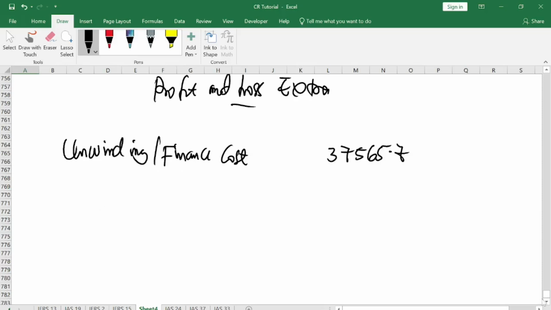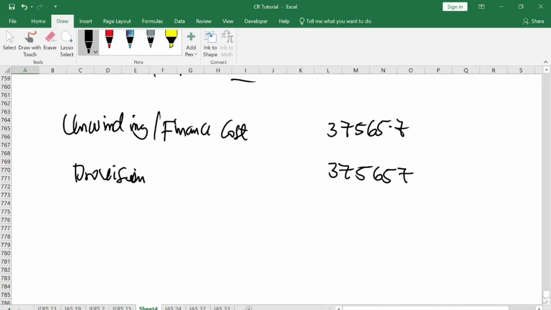37565.7. Provision has a double entry. One goes to P&L, and the other goes to the statement of financial position. So here you have your provision that you calculated. The other one is how much? 757. Alright, so that is it.